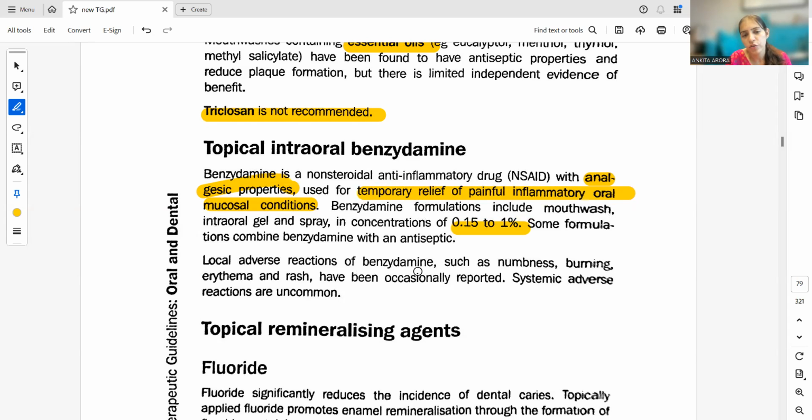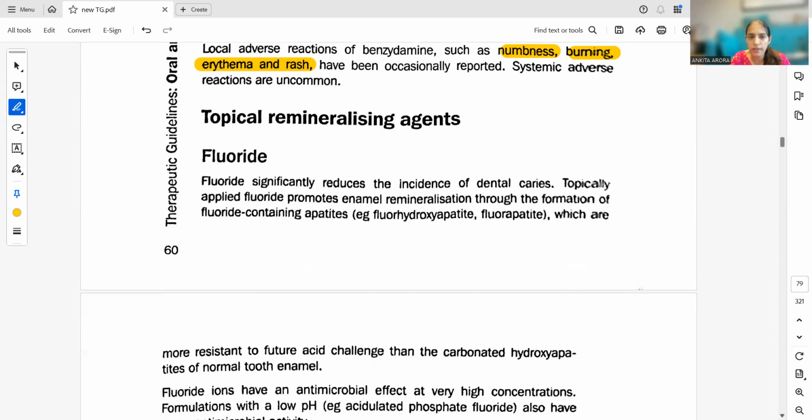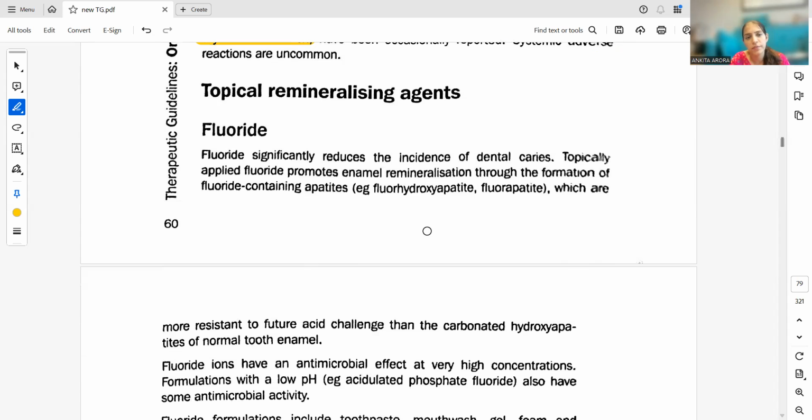Local adverse reactions of benzidamine include numbness, because it's a painkiller, so it would make the mucosal area numb. It may produce burning, erythema, or rash. These are some of the side effects which have been reported, and systemic adverse reactions are uncommon. Then we have topical remineralizing agents.